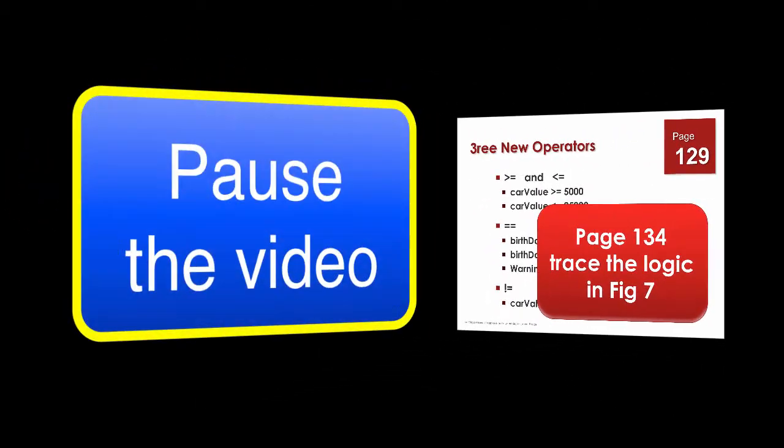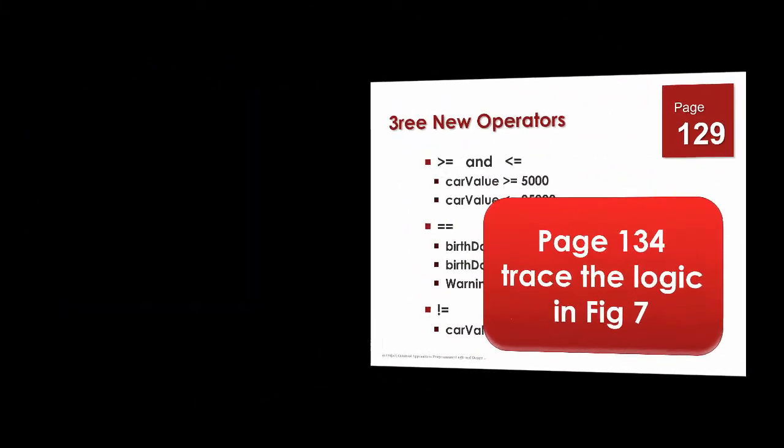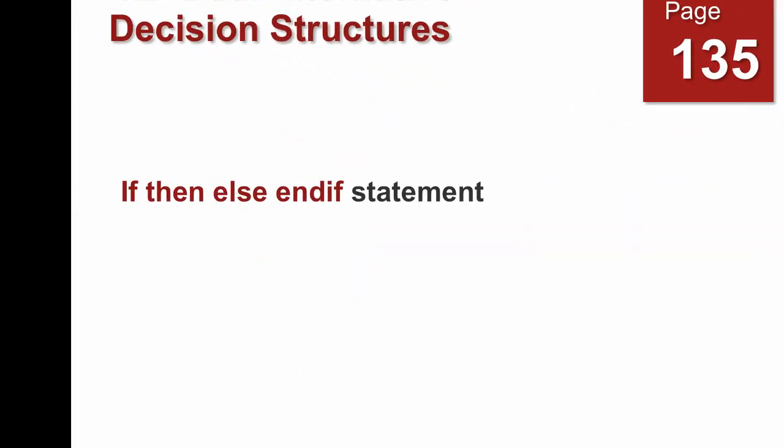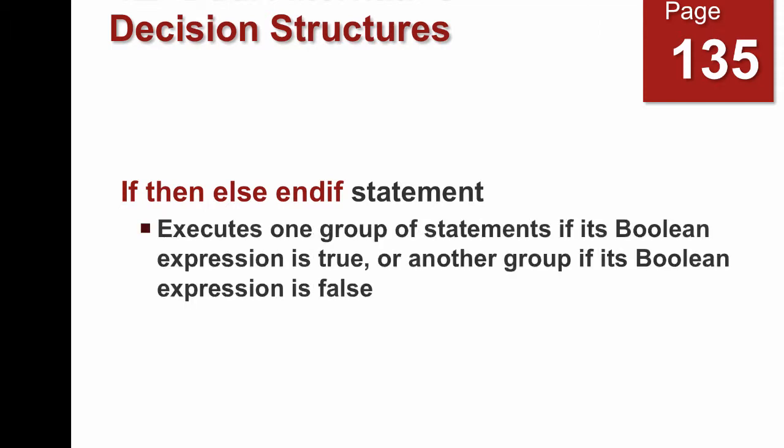Go to page 134 and trace the logic in figure 7. Now we have a little bit more complex statement. We're going to say if, then, else, and if. So we're going to provide for the condition not being true. So it executes if its Boolean value is expressed as true, or another group if its Boolean expression is false.